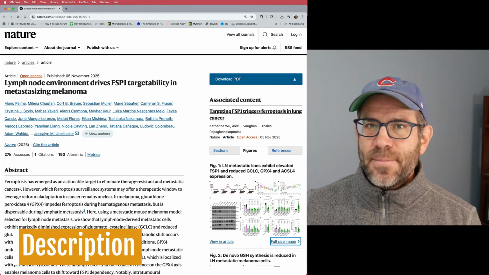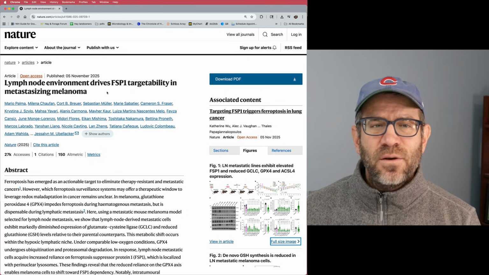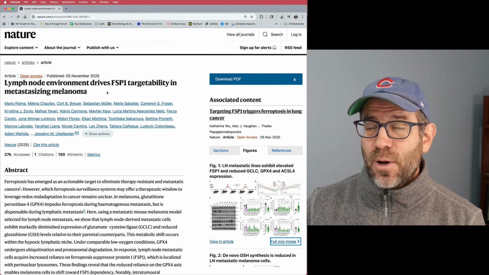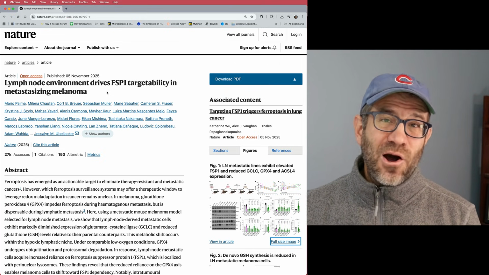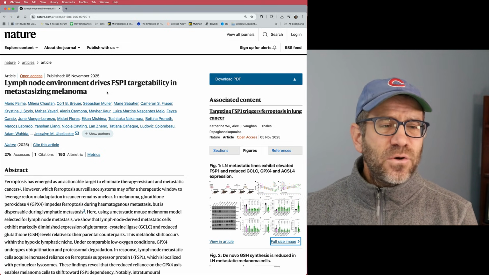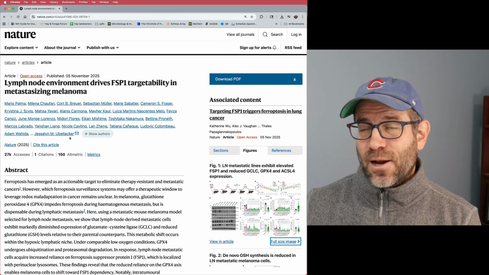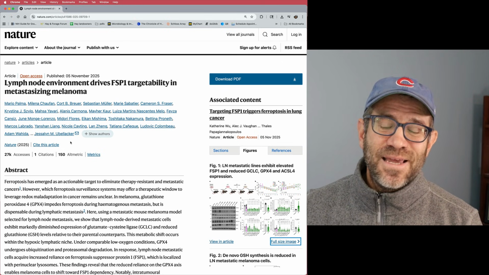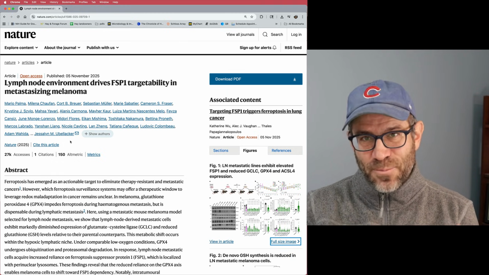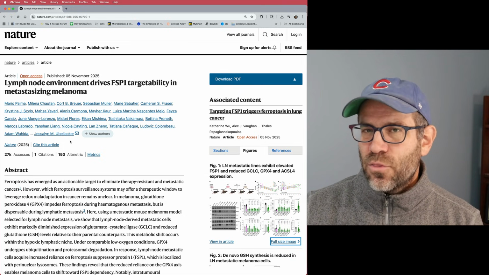As I mentioned, this figure comes to us from a paper published in the journal Nature. The title was Lymph Node Environment Drives MSP1 Targetability in Metastasizing Melanoma. It has a set of 30 authors, primarily from the Harvard School of Public Health. The first author is Mario Palma, and the last is Jesselyn Ubelacher. I apologize for mispronunciation. As you would expect from papers published in the Journal of Nature, this represents a tremendous body of work, and you can understand perhaps why there are 30 authors.